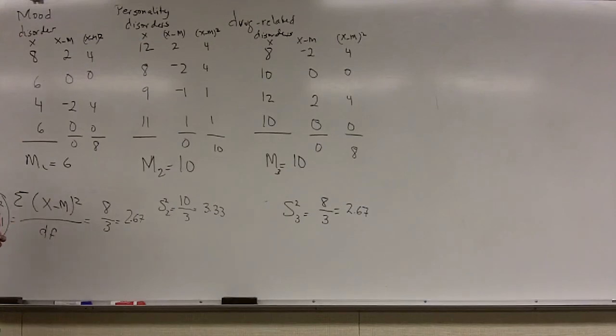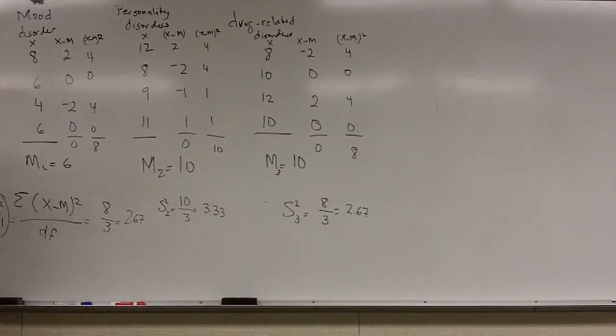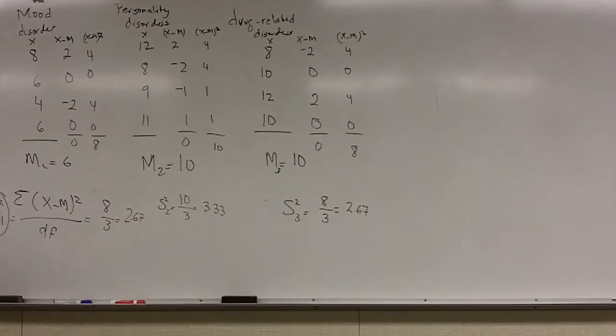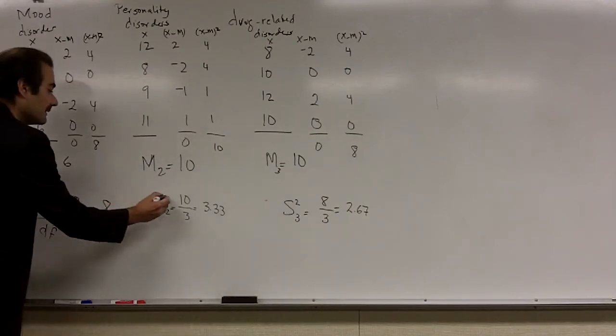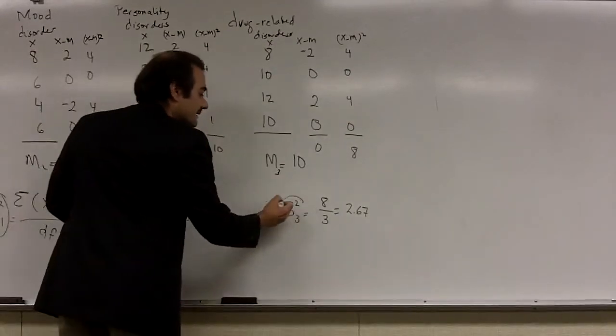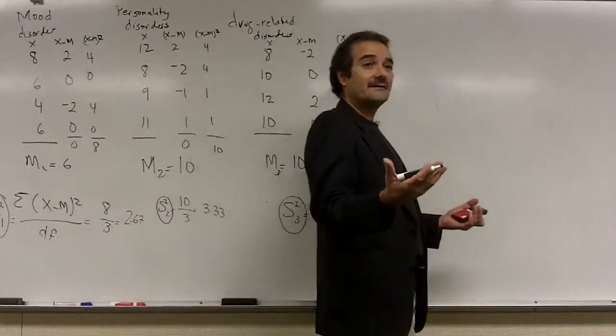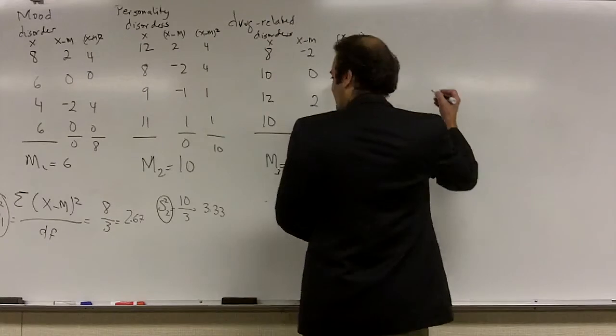Okay, so now we know something about the variances. Now we pool the variances. How do we pool these variances? Anybody want to pool them for me? Do the average, exactly. So basically take S1, S2, S3, and divide by what? 3. Perfect.